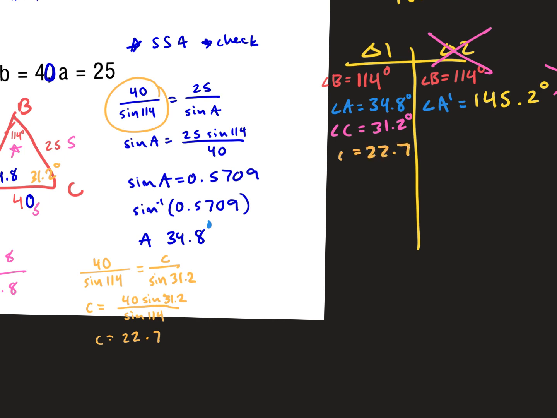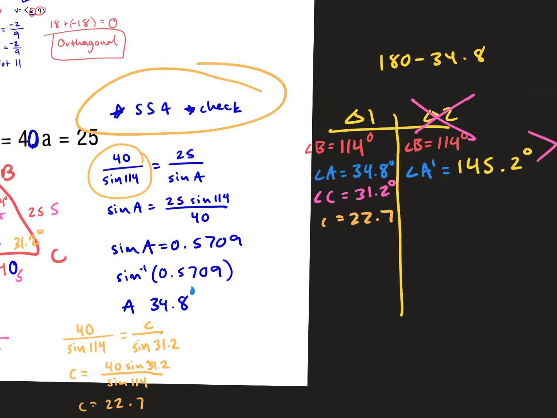Don't forget to put units on the test if it gives you units. So again, only when it's side-side-angle that you have to check for two triangles. If it's not side-side-angle, you don't even have to check. Just solve the one triangle.